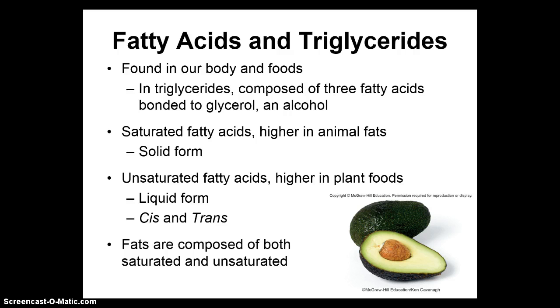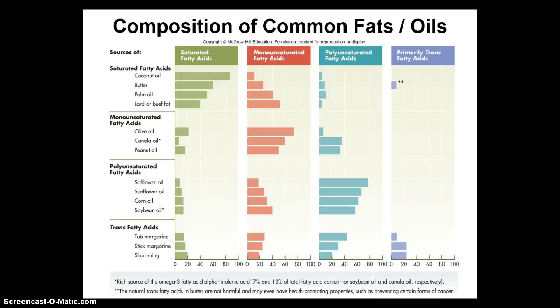So let's talk a little bit more about where we find these. We find the fatty acids and triglycerides in our body, and we find them in foods. Saturated fatty acids tend to be solid at room temperature, and we tend to find those in animal fats. Unsaturated fatty acids tend to be in plant foods. So here's an example of some of the fatty acids. Saturated fatty acids include things like coconut, butter, palm oil, lard, or beef fat. Monounsaturates tend to be more like olive oil, canola oil, peanut oil. And the polyunsaturates are more like safflower, sunflower, corn, and soybean.